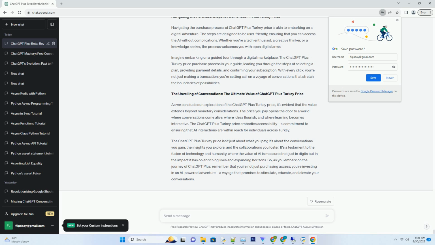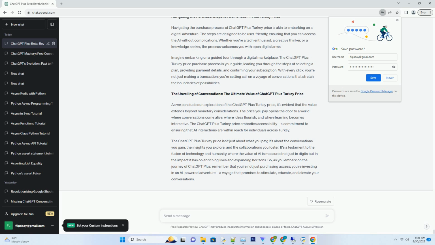Impact on creativity and learning, ChatGPT Plus Turkey Price. The ChatGPT Plus Turkey Price transcends mere access, it plays a pivotal role in fostering creativity and learning. Consider the impact on content creation. Writers, bloggers, and content creators can leverage ChatGPT Plus to generate high-quality content that resonates with their audience. Educational endeavors, students and educators can engage in dynamic AI-powered discussions, seek clarifications, and explore new perspectives on academic subjects. Professional growth, professionals across industries can utilize ChatGPT Plus to brainstorm ideas, strategize projects, and collaborate on innovative solutions.